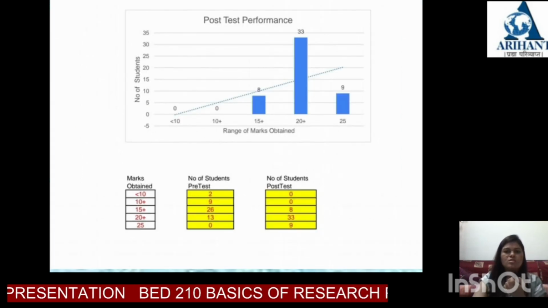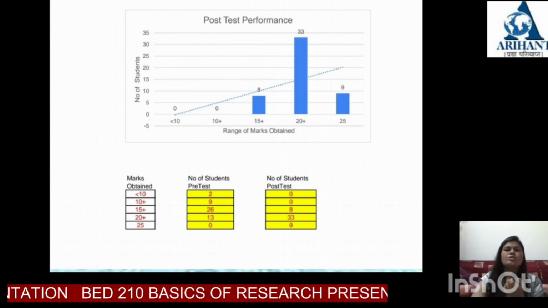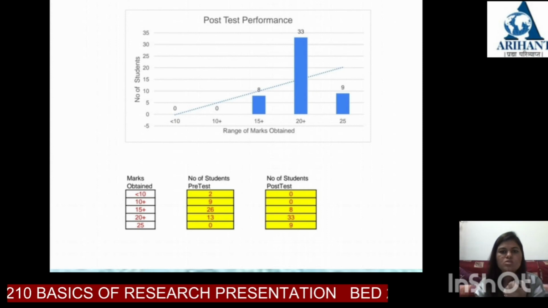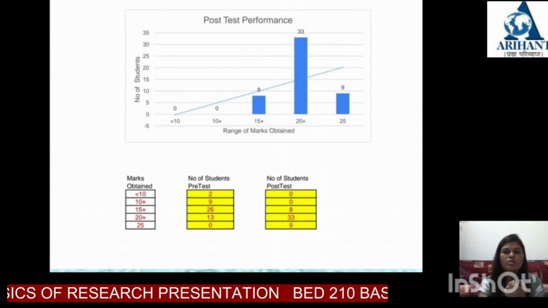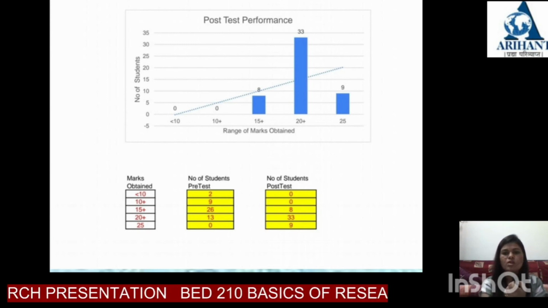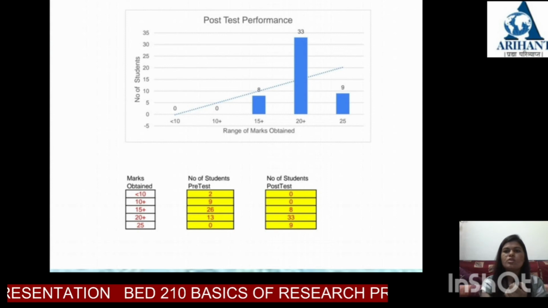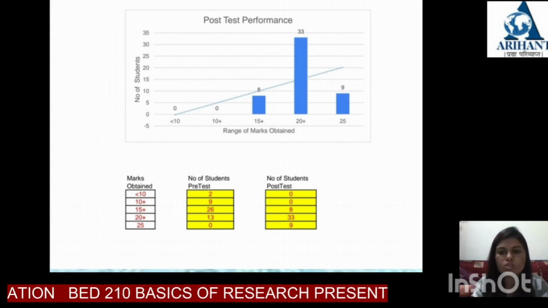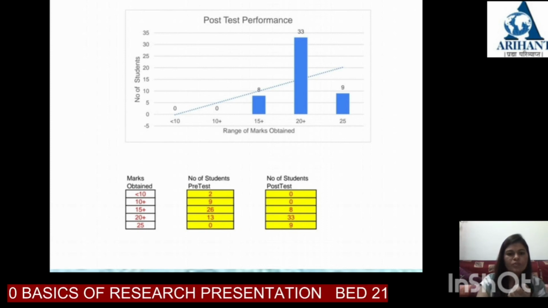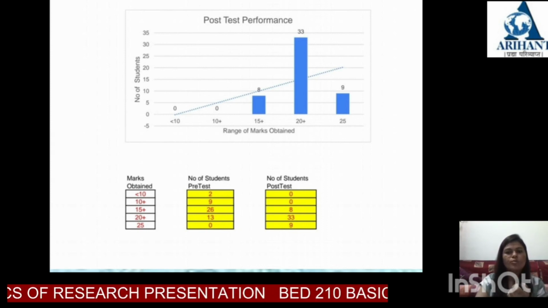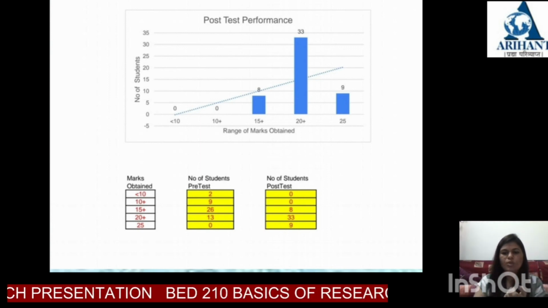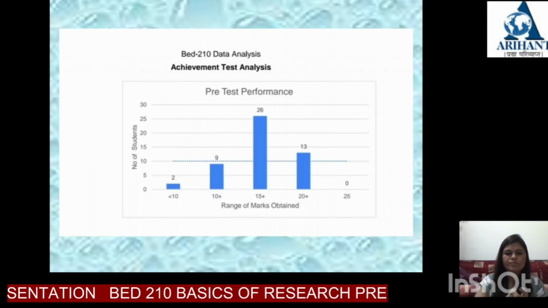Then this is the post-test performance. Number of students, range of marks obtained, it goes on increasing. In the post-test performance, there are 8 students out of 50 with 15 plus marks. 20 plus marks were obtained by 33 students, and 25 marks were obtained by a total of 9 students out of the 50. So this again shows that post-test performance increased in the exams because of the concept map strategy.